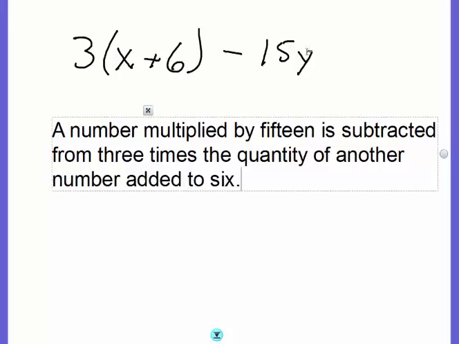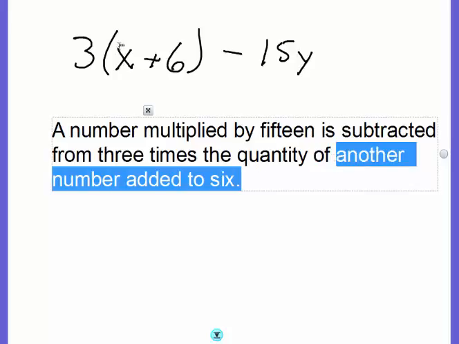So originally we have a number, which is our y, multiplied by 15 is subtracted from. So that's how we get the second term in the expression. Is subtracted from 3 times the quantity, aka 3 times something inside of parentheses, and the quantity of another number, aka not our original number, so we have to choose a different variable other than y, so I choose x, is added to 6, aka x plus 6.